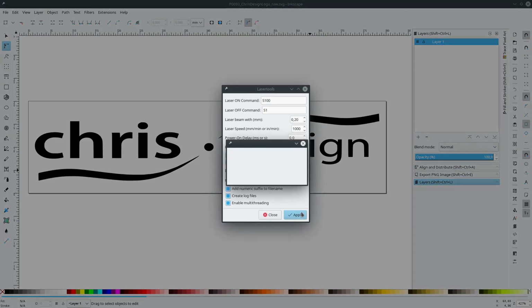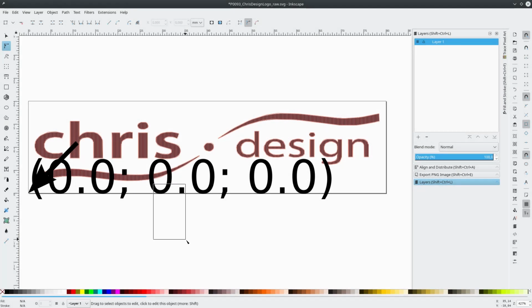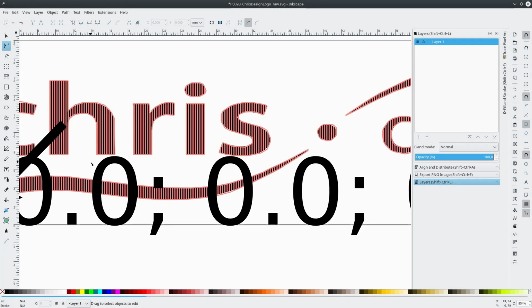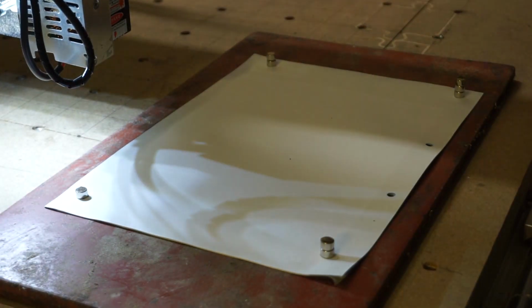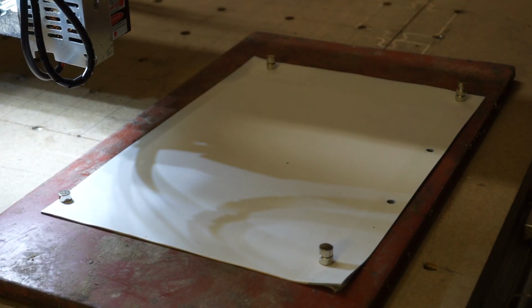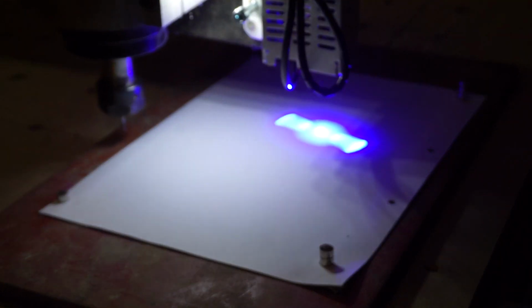As a baseline, I'll operate the laser at full power and use a feed of 1000 mm per minute. Then, depending on the material, I'll lower or increase the feed directly on the machine, or run multiple passes.